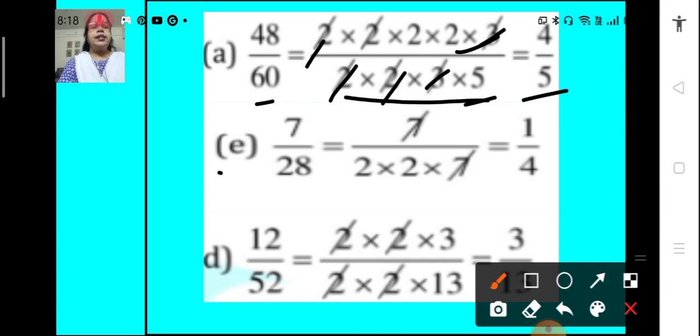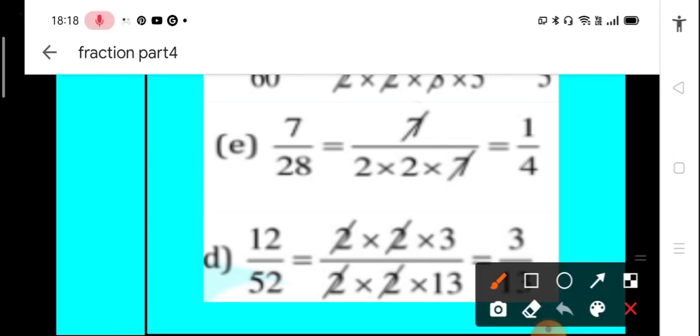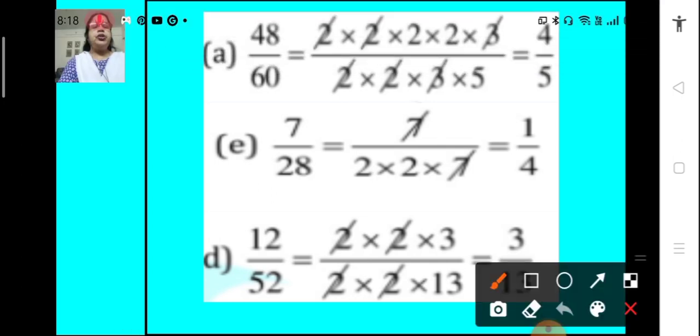Here also in the second one we have 7 upon 28. So what we do? 7 does not have any more factors. It is a prime number. So it is 1 and 7. So we write only 7.